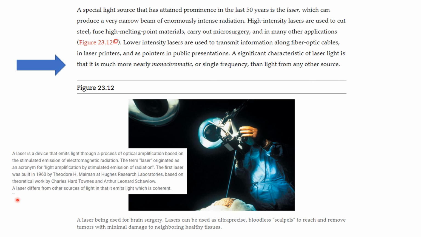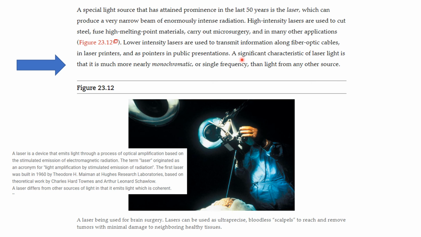A laser is a device that emits light through a process of optical amplification based on the stimulated emission of electromagnetic radiation. The term laser, in fact, is an acronym for light amplification by stimulated emission of radiation. The first laser was built in 1960, and now it's a big deal in surgeries and telecommunications and other applications.